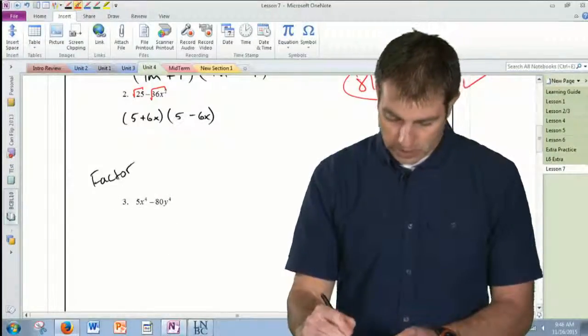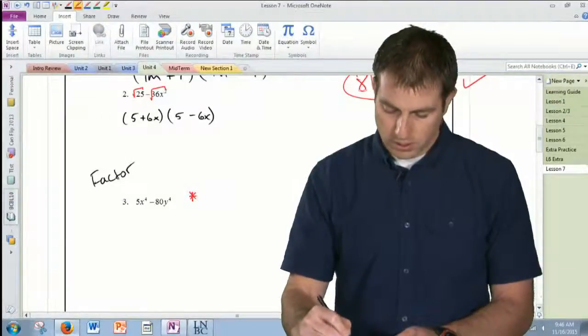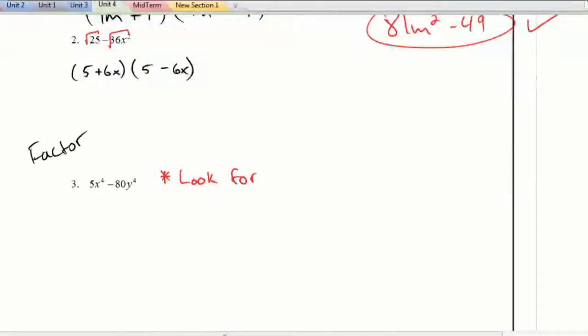Let's see anybody typing feverishly. We need to look for common factors. All right, so what is common in all of these terms? I have x to the 4th and y to the 4th, so I can't do anything with those. I have 5 and 80. What's common between a 5 and an 80? I could probably pull out a 5, which is going to leave me with x to the power of 4, and 80 divided by 5 is going to be 16 y to the power of 4.